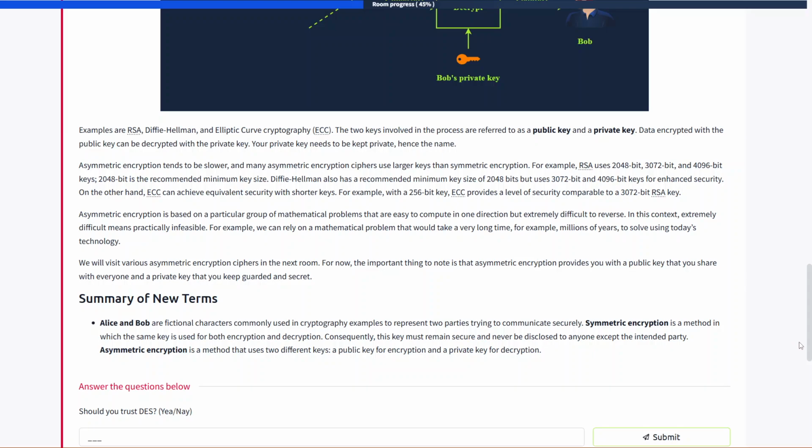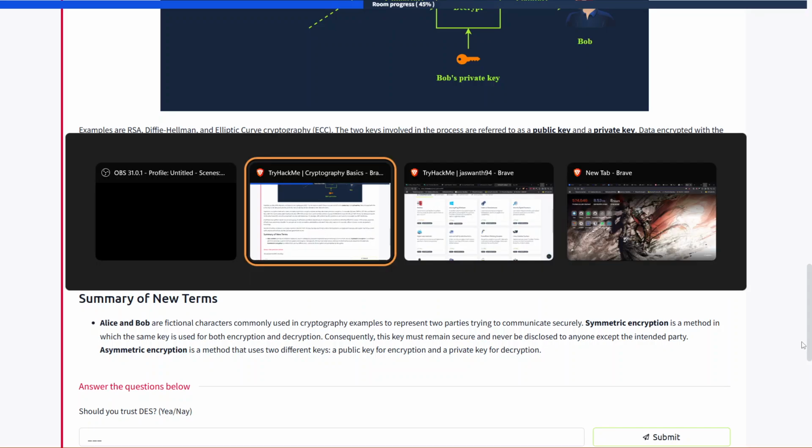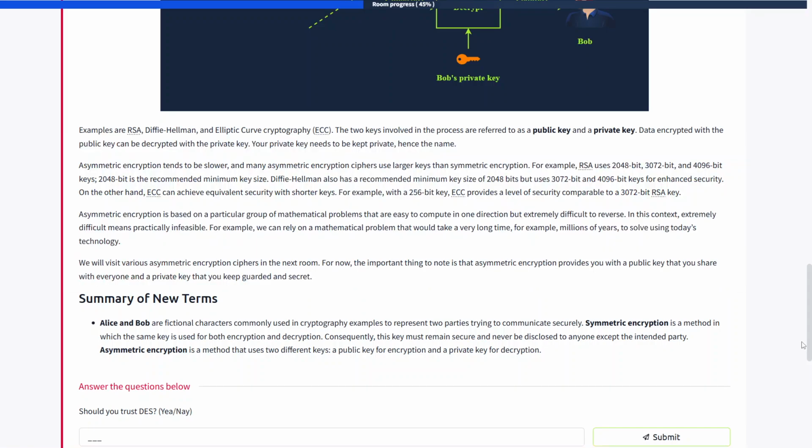The two keys involved in the process are referred to as the public key and the private key. Data encrypted with the public key can be decrypted with the private key. Your private key needs to be kept private, hence the name. Asymmetric encryption tends to be slower, and many asymmetric encryption ciphers use larger keys than symmetric encryption. For example, RSA uses 2048-bit, 3072-bit and 4096-bit keys. 2048-bit is the recommended minimum key size.